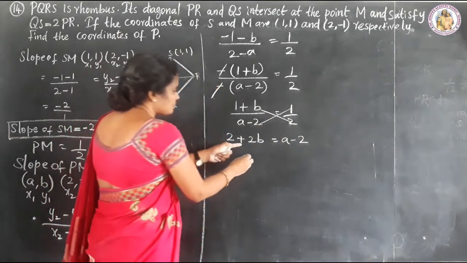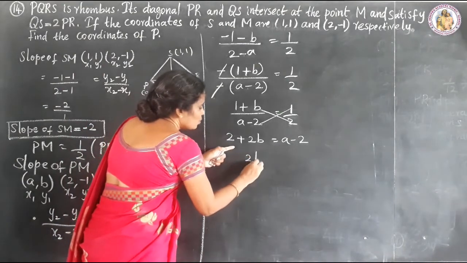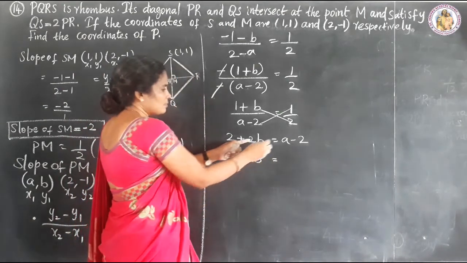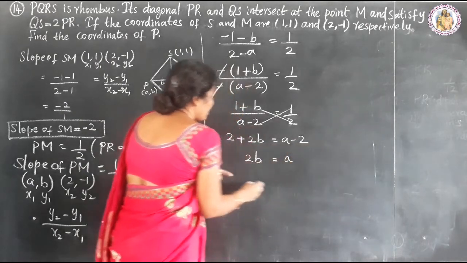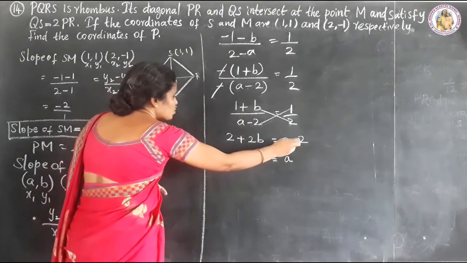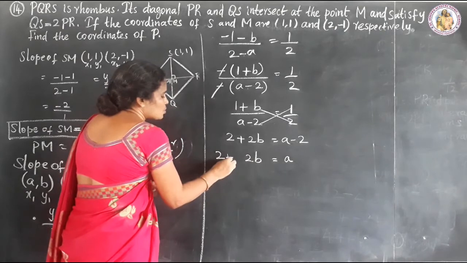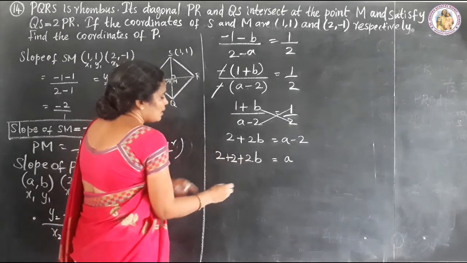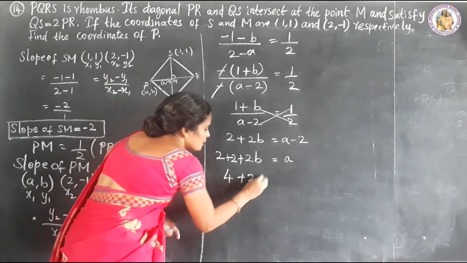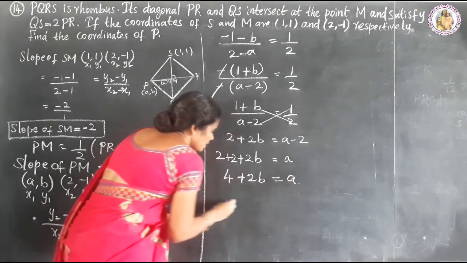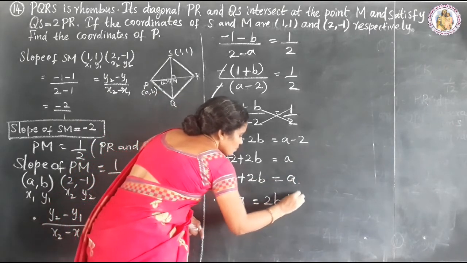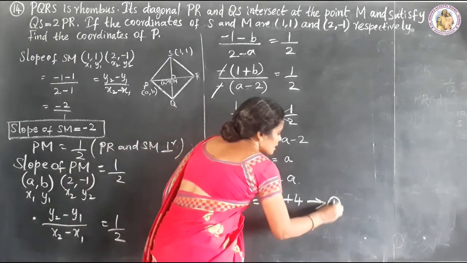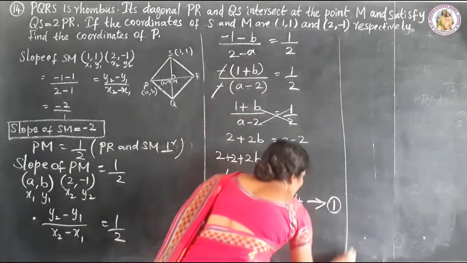Okay, now 2b is equal to a, and taking minus 2 to the other side it becomes plus 2, so 4 plus 2b is equal to a. Therefore a is equal to 2b plus 4. Taking this as equation number 1.